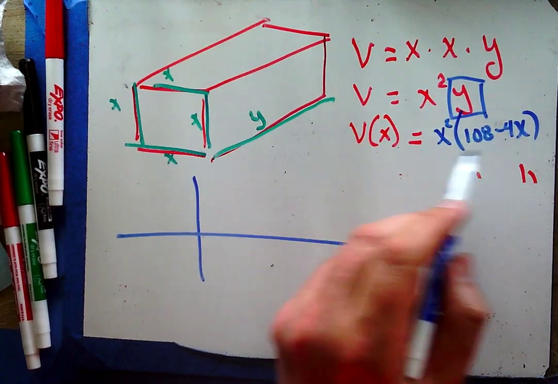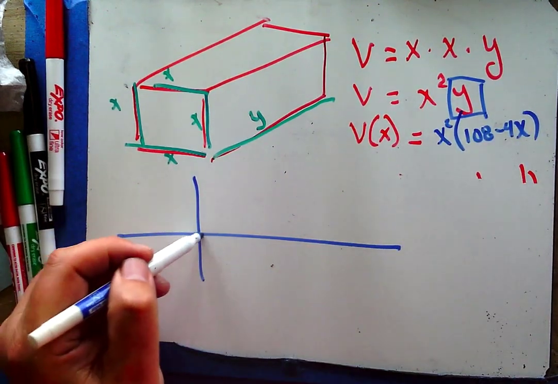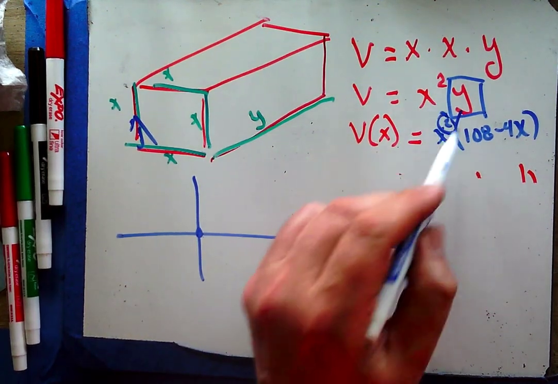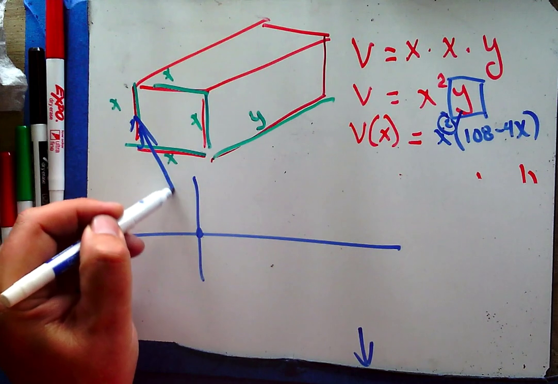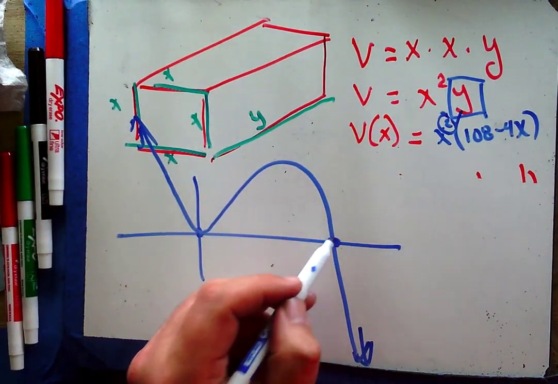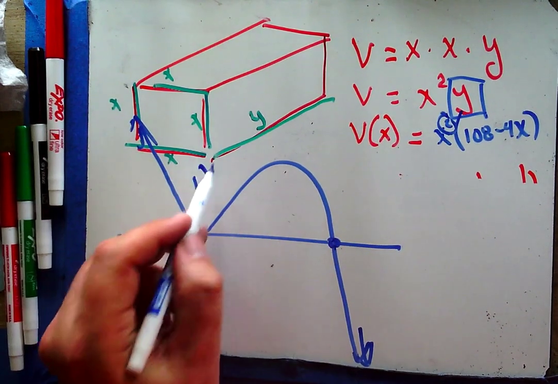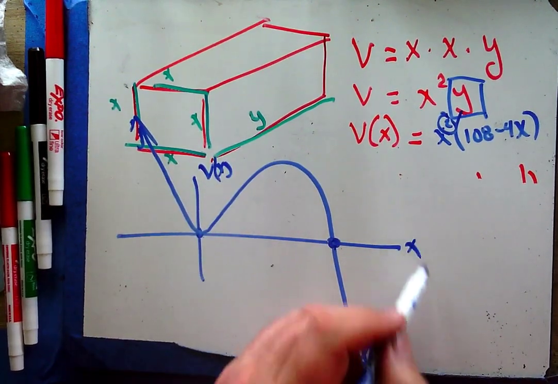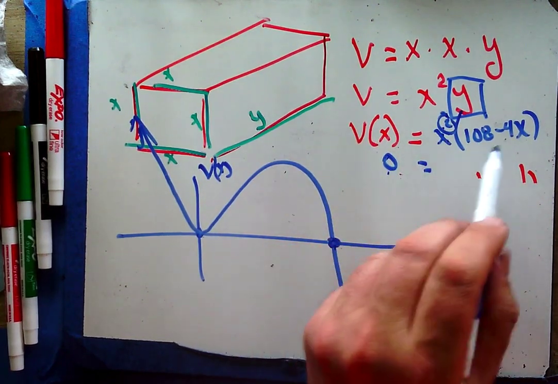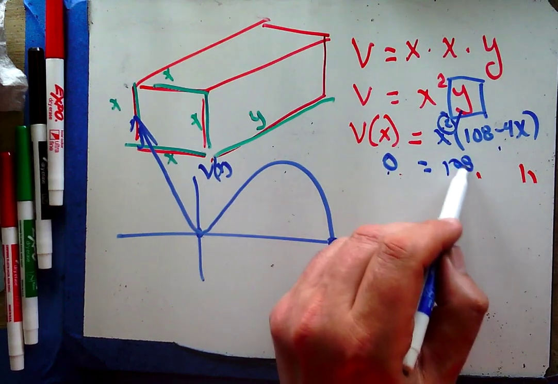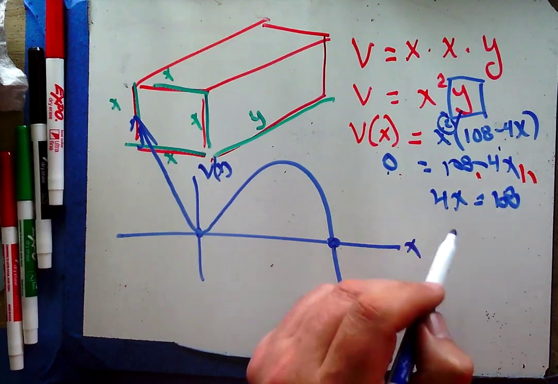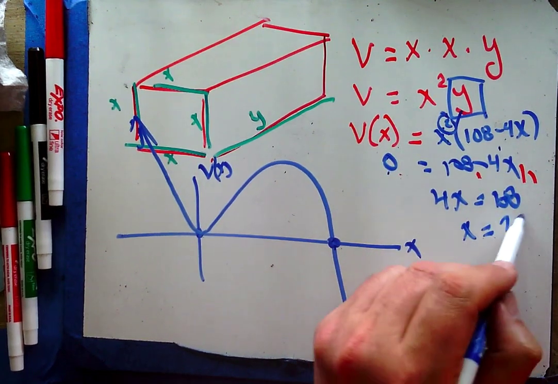This time when I distribute, I get negative 4x to the third. So I know it's up over here and down over here. I also see a multiplicity of 2 at x equals 0, so I know I'm bouncing at 0. Over here, how do I find that y-intercept, or in this case a v-intercept? Sure, I set that equal to 0. X squared equals 0, and 108 minus 4x equals 0. So 4x equals 108, and x equals 27.